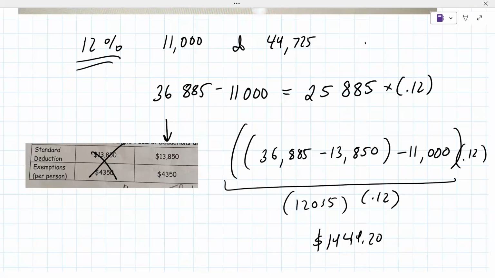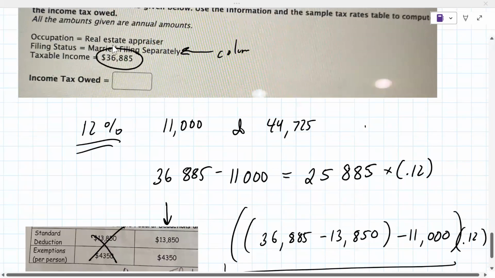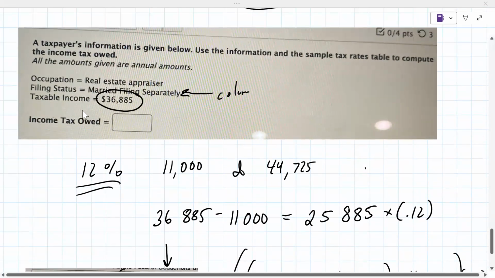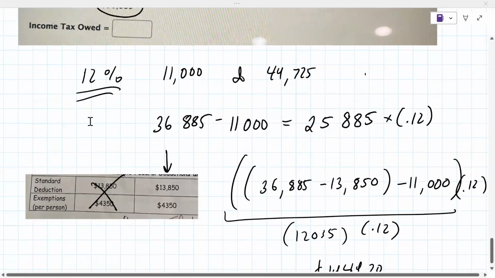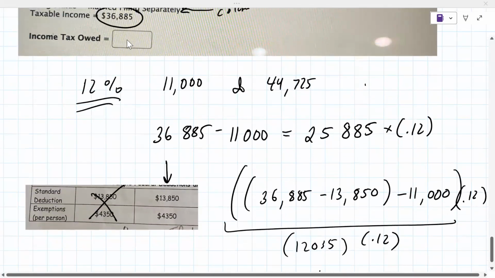That is maybe a question for your instructor: if you're supposed to consider the deductions, because it doesn't say anything in here about this. It doesn't say, oh yeah, by the way, don't forget to take the standard deduction. I don't know if you're supposed to enter it with or without the dollar symbol. My guess is without.